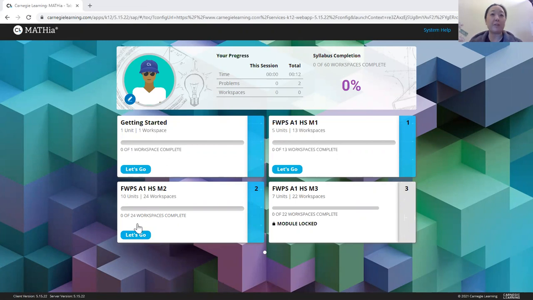You're going to find the only one that should say Let's Go. This one's mine, so mine's all open. But this one right here, the Algebra 1 High School Module 2, that's what this stands for. So we're going to go to Let's Go.